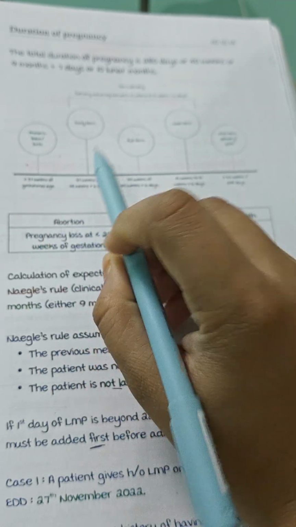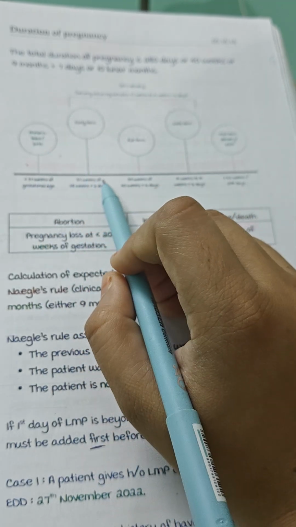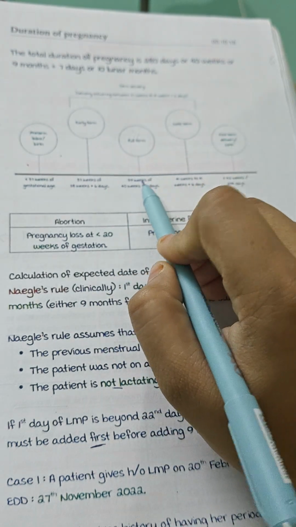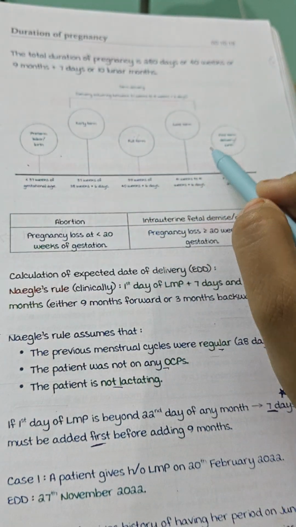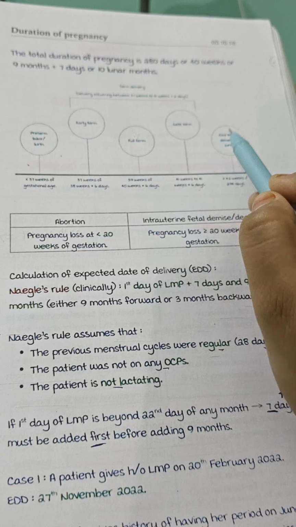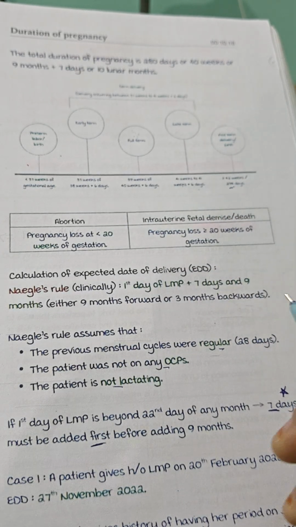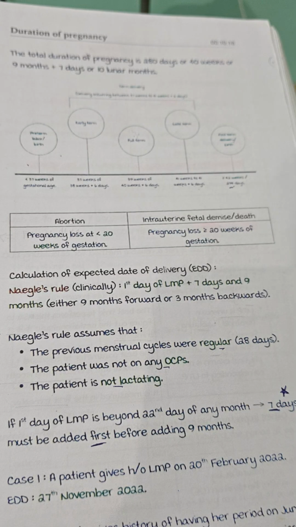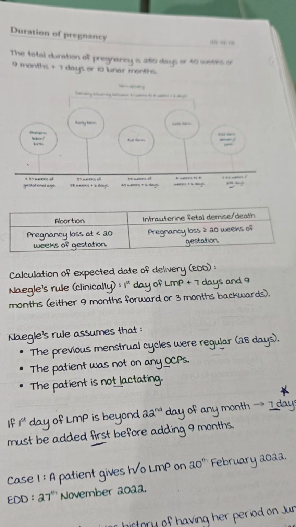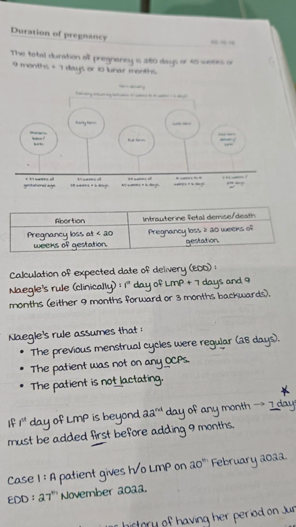37 weeks to 39 weeks is early term. Full term is 39 to 40 weeks 6 days. Late term is 41 to 41 weeks 6 days, and post-dated is more than 42 weeks or 294 days. Now there are two definitions: what is an abortion and what is an IUD? Abortion is a pregnancy loss that occurs at less than 20 weeks of gestation, while IUD occurs when the pregnancy loss is occurring after 20 weeks of gestation.